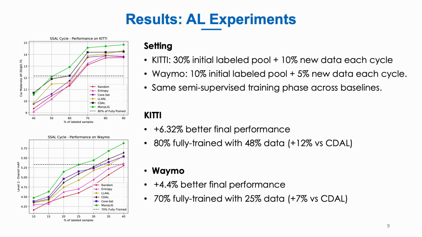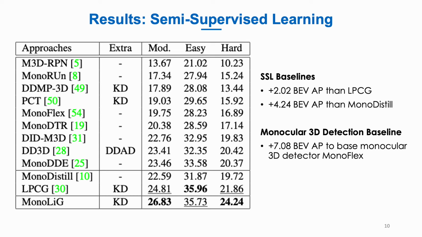to a 7% increase. In order to isolate the effect of our semi-supervised training strategy, we compare it against several baselines on the KITTI dataset. So compared to LPCG, which is the state-of-the-art, we are able to increase the performance by 2.02 bird's eye view average precision. And we are also able to surpass MonoDistill by a margin. We also compare against some other monocular 3D detection baselines that are traditionally trained without semi-supervised learning. And here we show that we are able to increase the performance of MonoFlex by 7.08 bird's eye view AP.